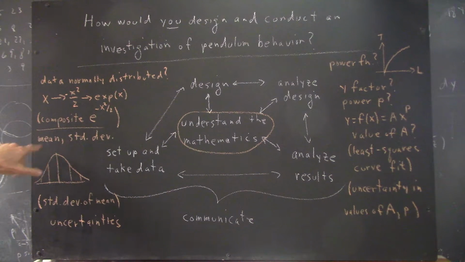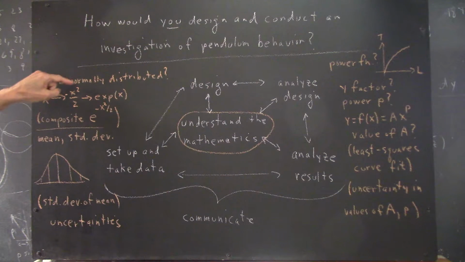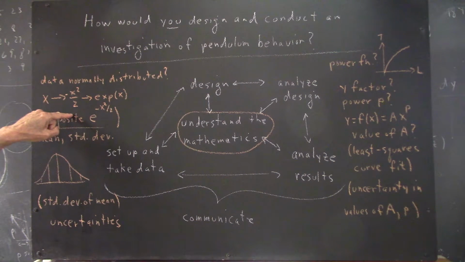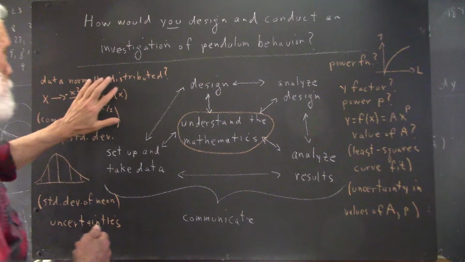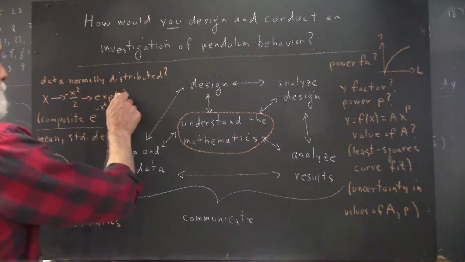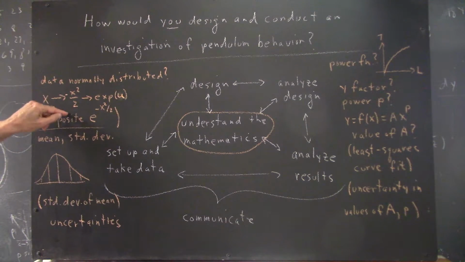Remember that the normal curve, of course, is a composite. We take a value of x, we calculate the power function, negative x squared over 2, to get a value that goes with the value of x. And then we feed that into the exponential function. Okay, and I suppose I shouldn't use exponential of x, I should use exponential of u, where u is your negative x squared over 2.